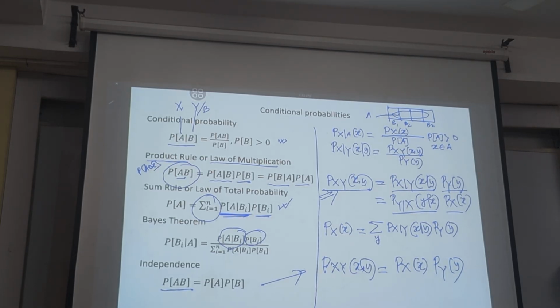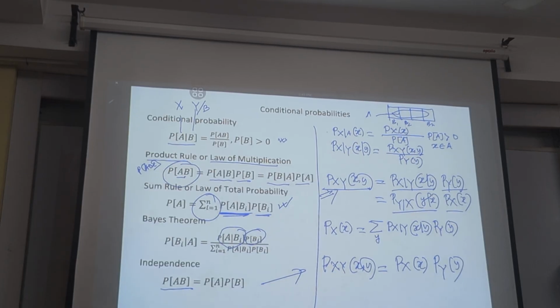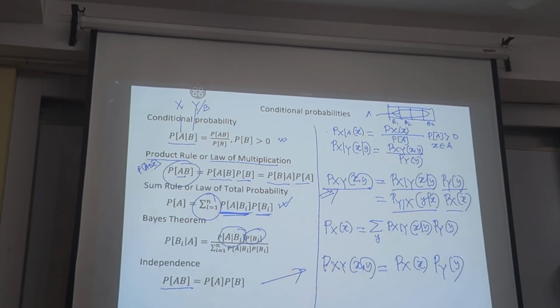The only thing that we are doing here is replacing the event A by a random variable. Sometimes B is replaced by another random variable y. Definitely both the random variables can be defined in the sense of business, or we can have an event here. Let's see what it is.